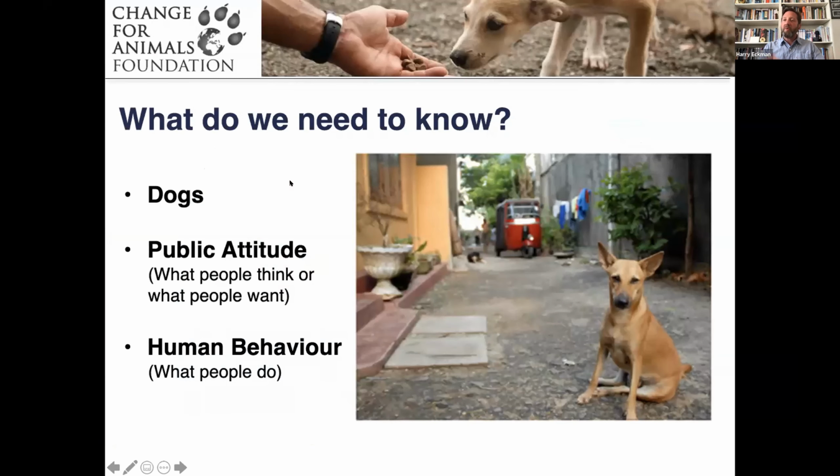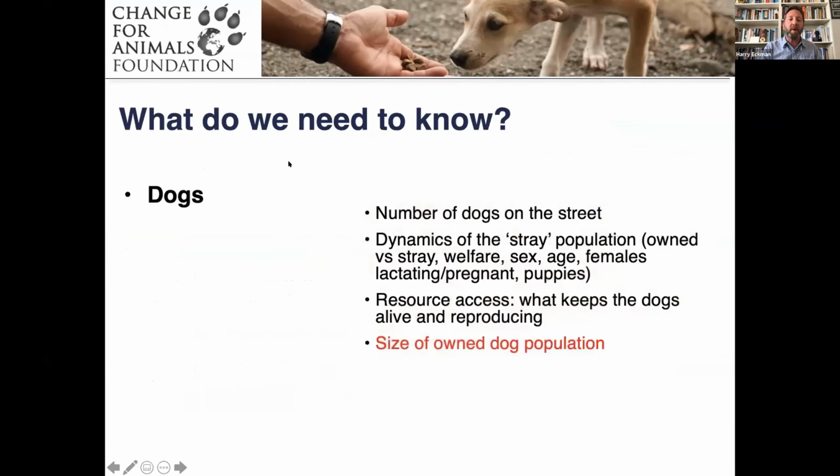So if we know we need to know a lot of things, what are the things that we need to know? And we can divide those up into 3 different categories. The first one is dogs. So what do we need? What are some of the things that we might need to know about dogs? If we're going into a community and we want to have an effective project that's going to make an impact, what kind of things do we need to know? Well, first of all, obviously, we need to know the number of dogs on the street.